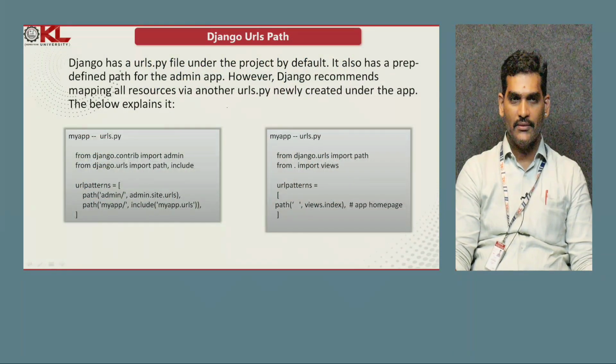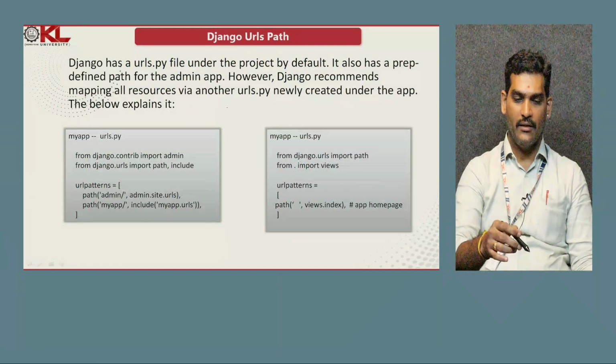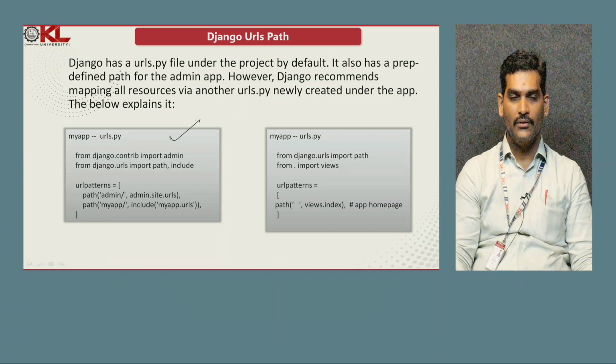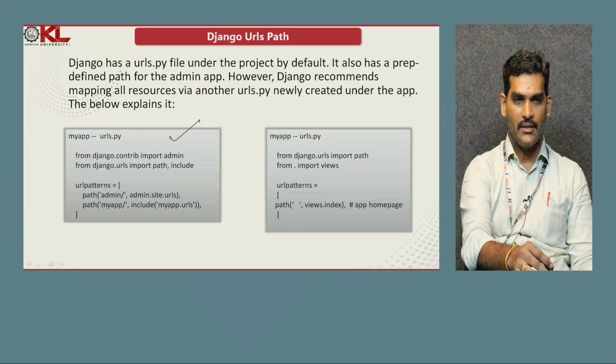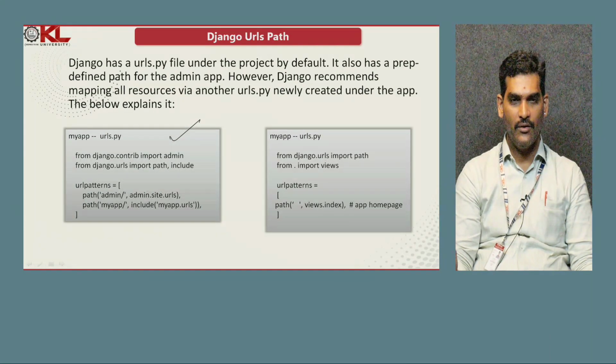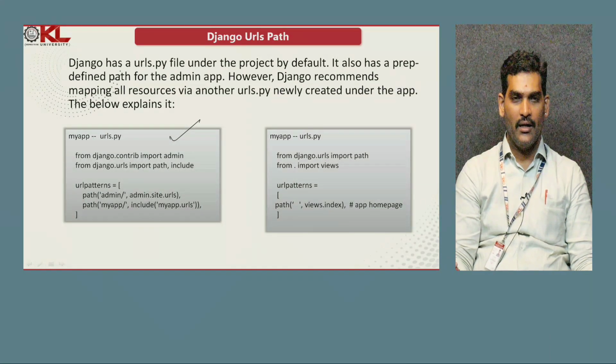Now, urls.py. So this is nothing but the main app. Here we are importing the necessary things. If you observe urlpatterns, path, admin.site.urls, and my app include my app.urls. Like that, we are mentioning the URLs here.